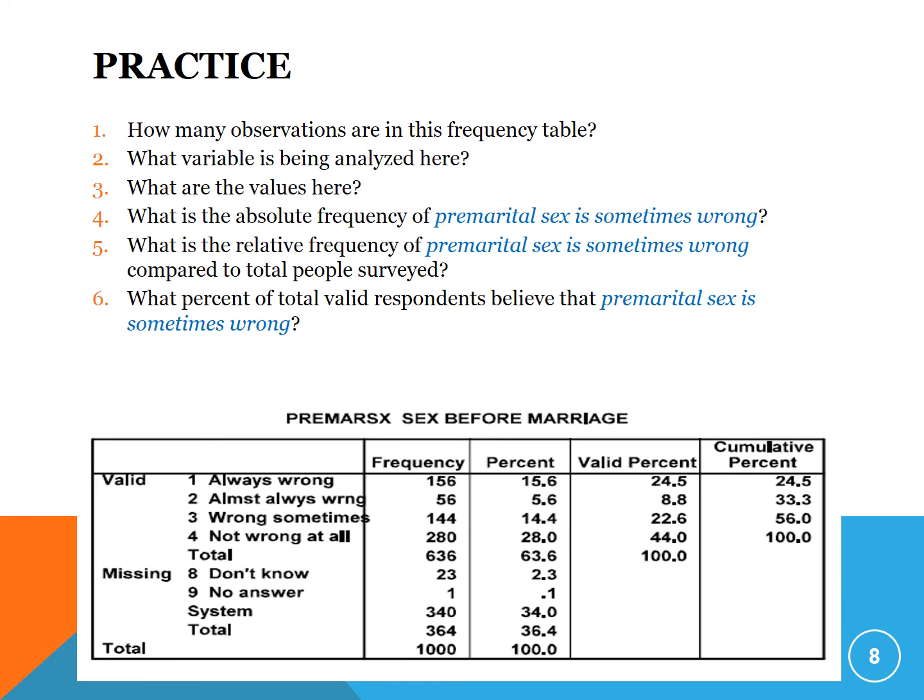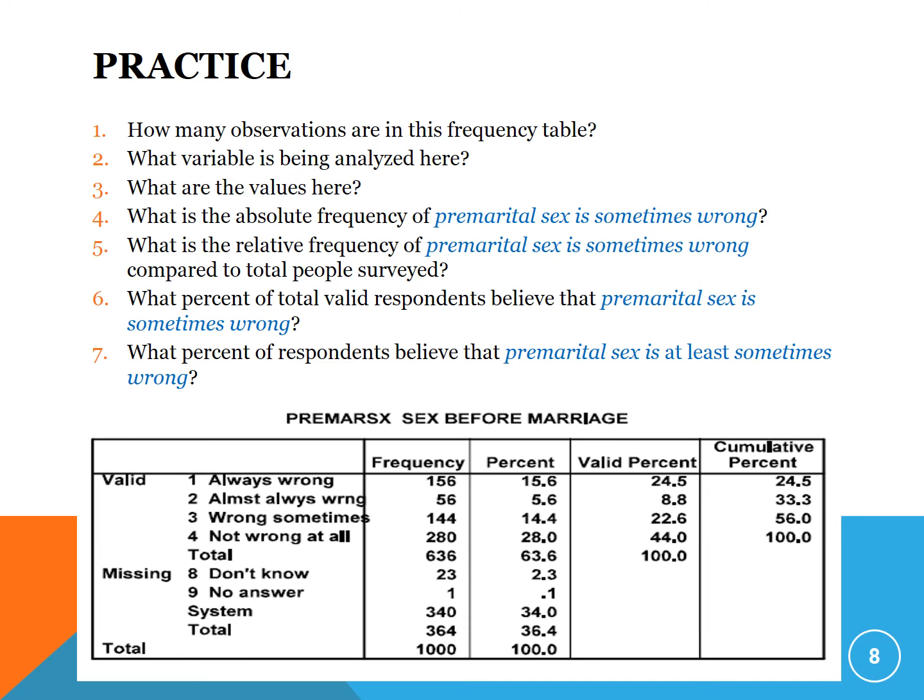What percentage of total valid respondents believe that premarital sex is sometimes wrong? Again, we're talking about percentages, but which percentage column should we look at? Well, it's telling us outright that we need to be concerned with total valid responses. So total valid responses is 636. Sometimes wrong, again, that's the 3 value, 144 divided by 636. That should give us 22.6. So that should be our answer for number 6.